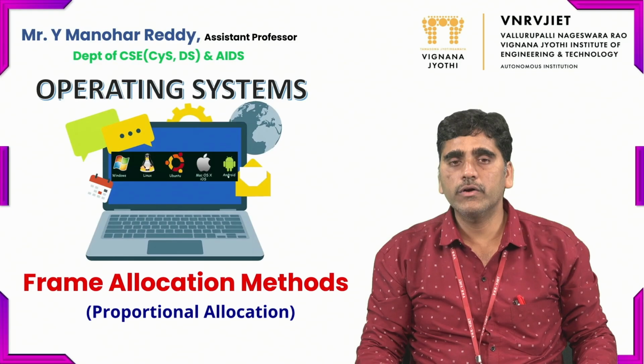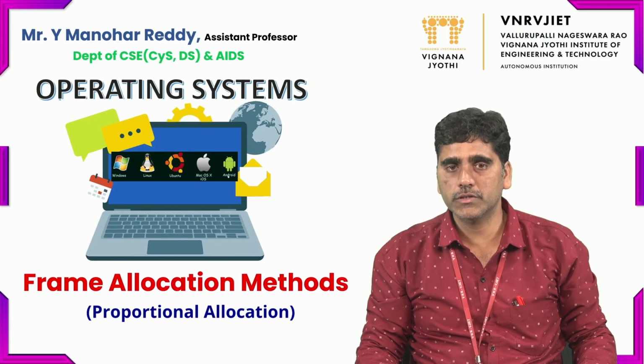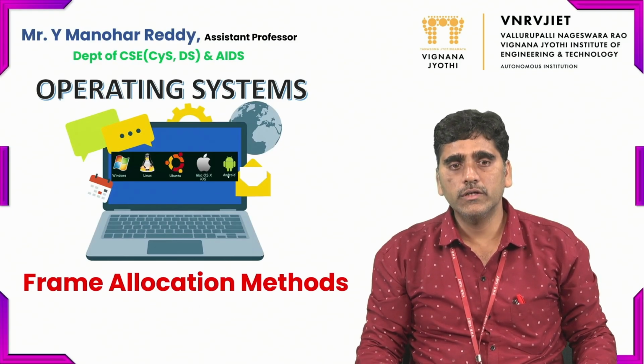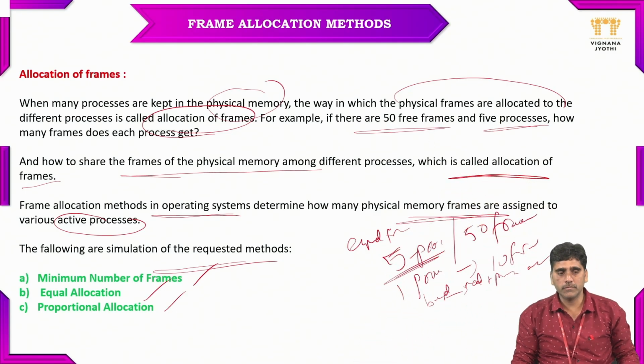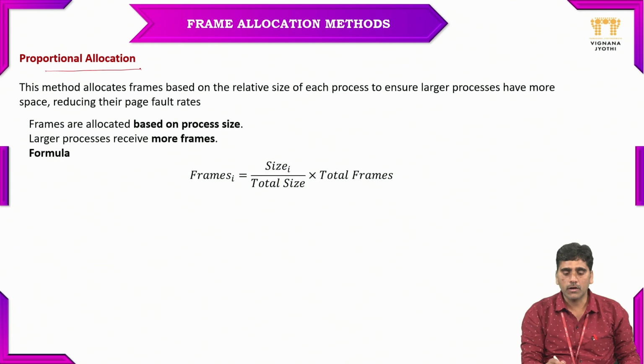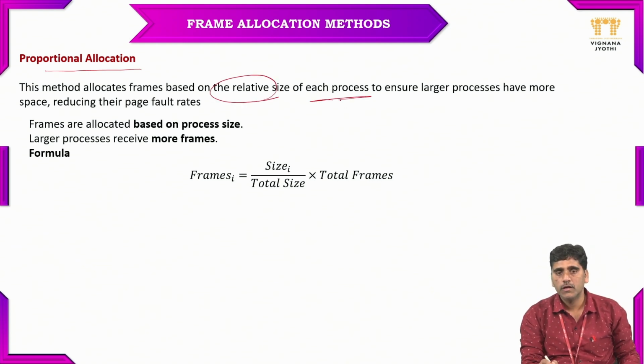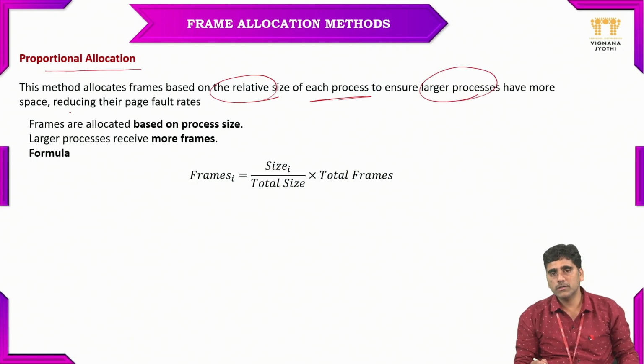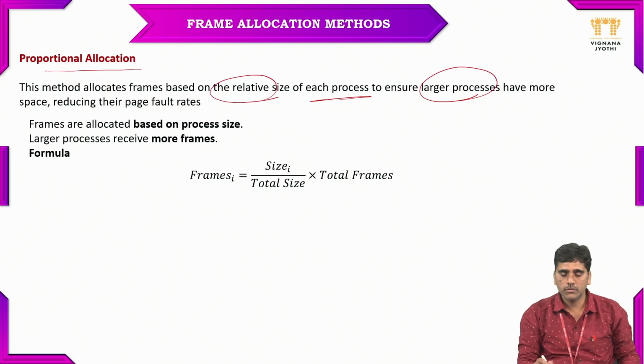In this session, we are continuing with the concept of frame allocation methods, which we discussed in the previous session. In this continuation of allocation of frames, the next allocation method is proportional allocation. This method allocates frames based on the relative size of each process to ensure larger processes have more space. That means larger processes can have more space and smaller processes get smaller allocations.